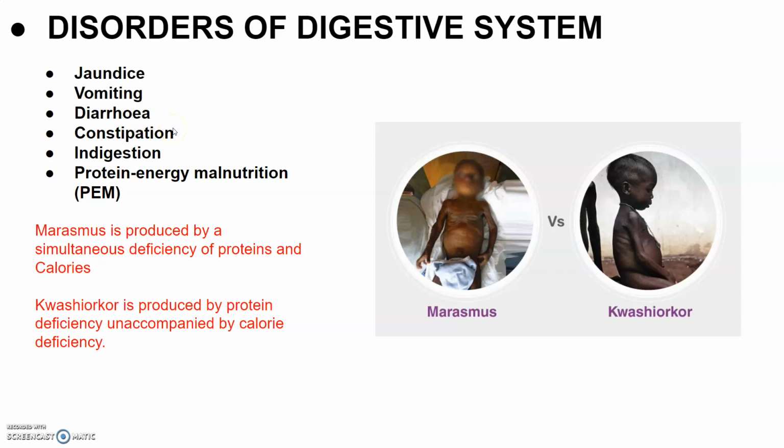Diarrhea. The abnormal frequency of bowel movement and increased liquidity of the fecal discharge is known as diarrhea. It reduces the absorption of food. Constipation. In constipation, the feces are retained within the colon as the bowel movement occurs irregularly.